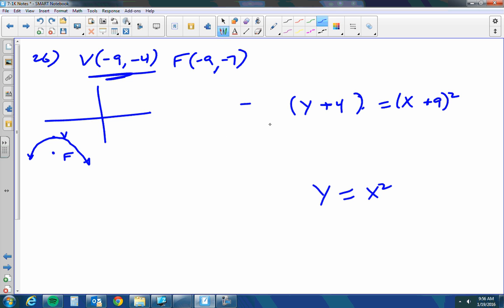Now, we're almost done. We need this. That's 4p. How big is p in this problem? Well, just make it positive, so 3. It's a distance, so we'll just, yeah. So it's 12. Negative 12 just because the thing opens down. And we're done.